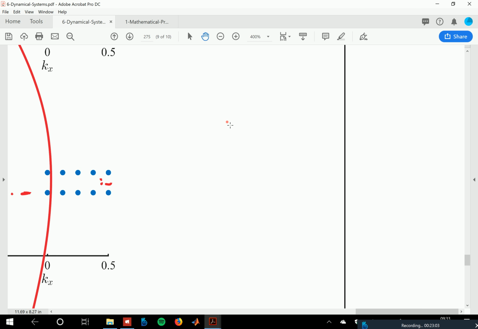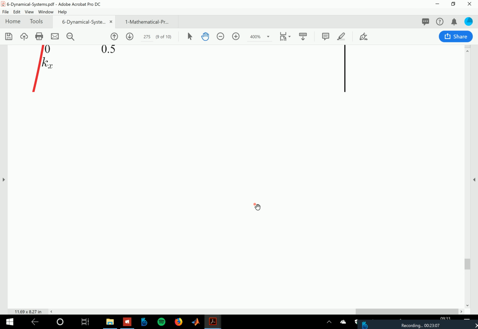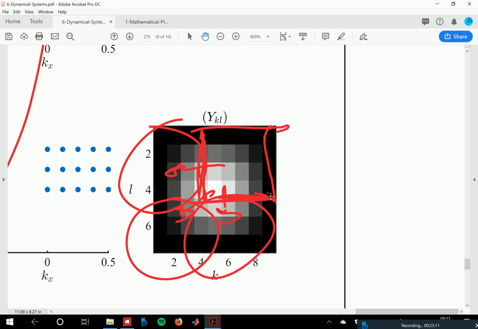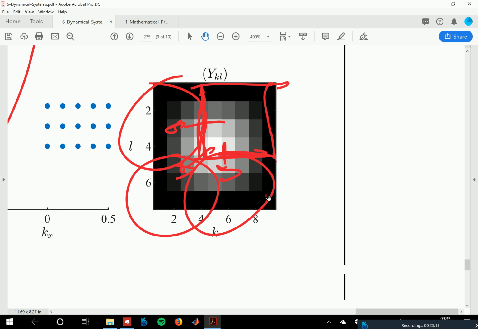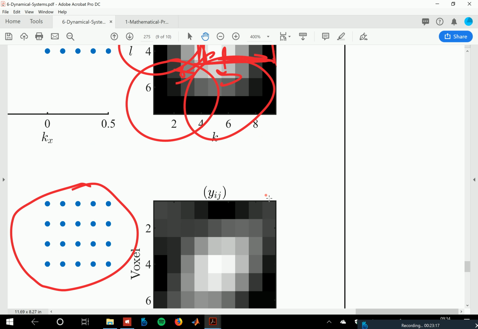Then almost there. Come on, load it. '21st century.